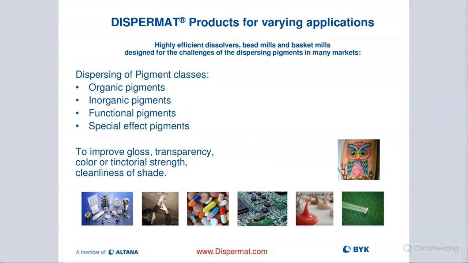So while we're dispersing, obviously we want to break up these binding forces, and mainly it came out of the pigment world to really process pigments better, and we differentiate there between the organic, inorganic, functional, and special effect pigments. The reason we're doing this, obviously, is to improve the quality of our coatings. So we're going to have improved gloss, better transparency, color, textural strength, as well as cleanliness of shade. These are some of the attributes that we want to improve by producing a better dispersion.